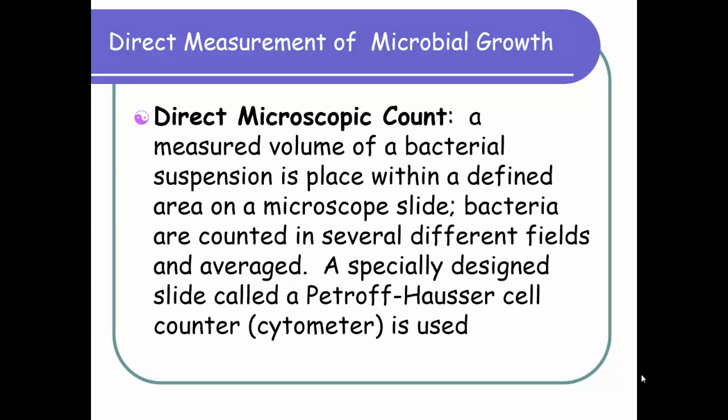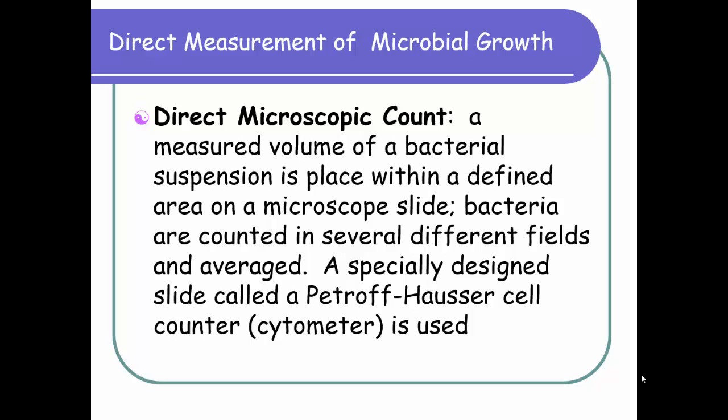Direct microscopic count is the best way to get an actual count of the bacteria. Nice thing is we do have electronic counters that now do this for us. But when I was growing up, we actually had to do this looking through the microscope. A measured volume of bacterial suspension is placed within a defined area on a microscope slide. The bacteria are then counted in several different fields and averaged.